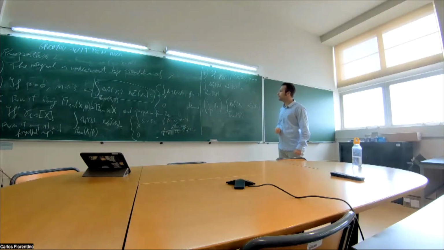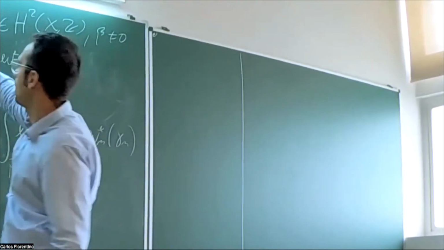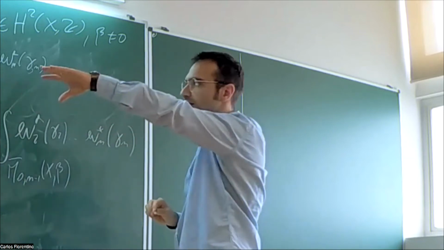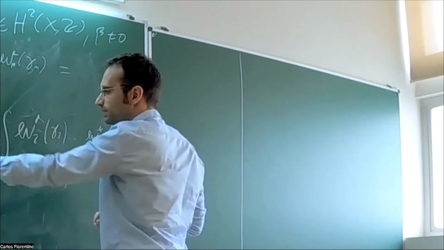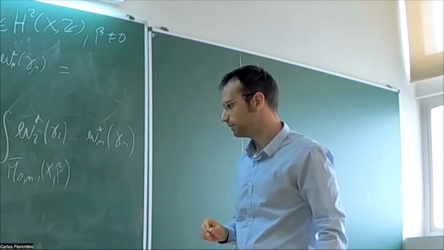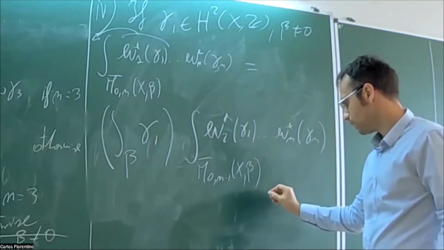So gamma 1 is a divisor. I can put it outside the integral and it becomes this. This is quite logical. Why?